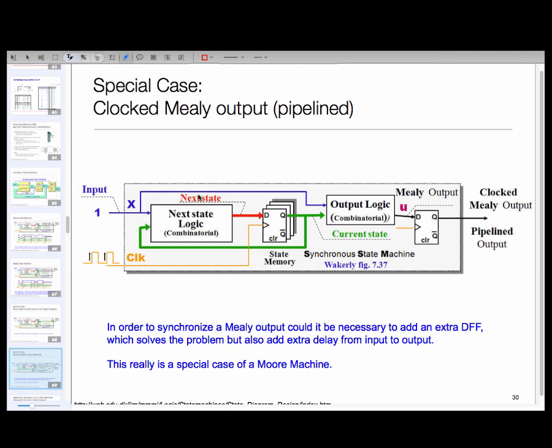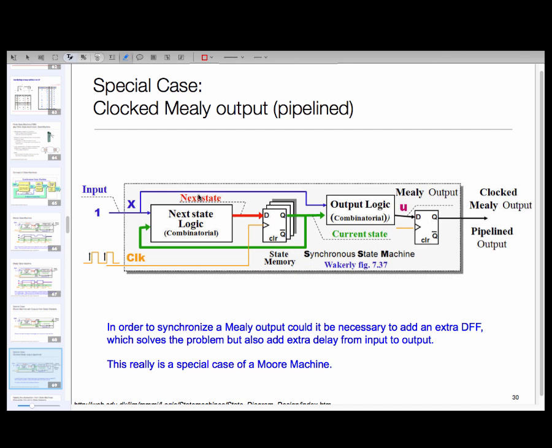So anyway, ultimately everything is either Mealy or Moore. Moreover, Moore is a special case of Mealy. Stands to reason, right? If output logic does not use any inputs, then that's just a special case.